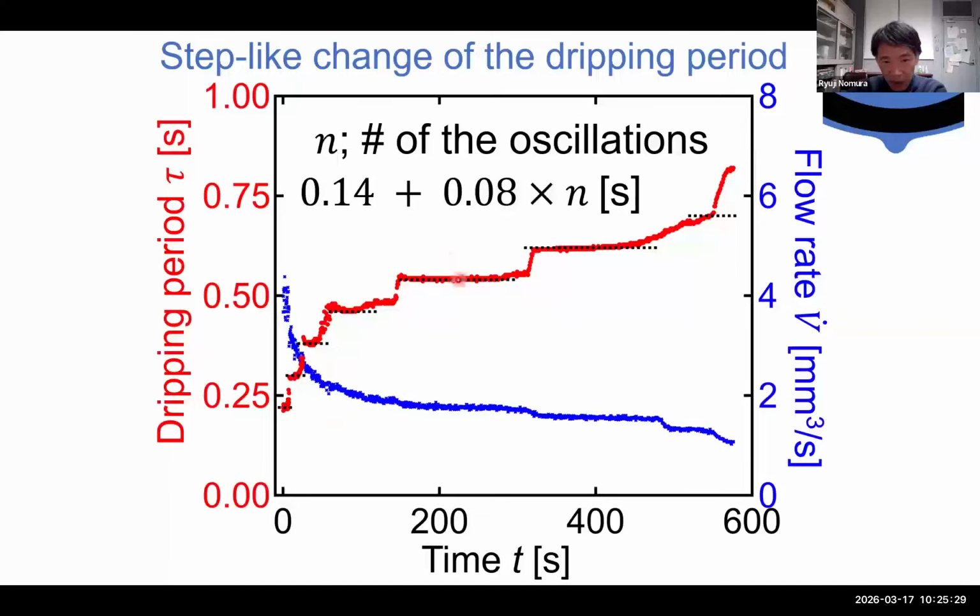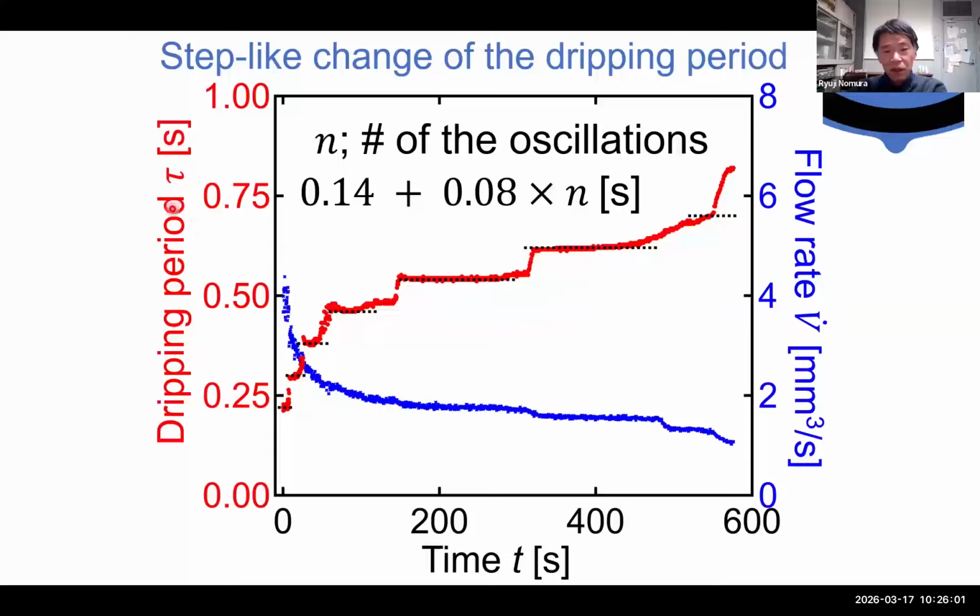For example, around here, it has a nearly fixed dripping period. But the flow rate is gradually decreasing around here. And around here, it jumps to the next stable period. So it has a step-like change. And these black lines are the plot of this function, and they agree well with the stable oscillation periods. And n corresponds to the number of oscillations.